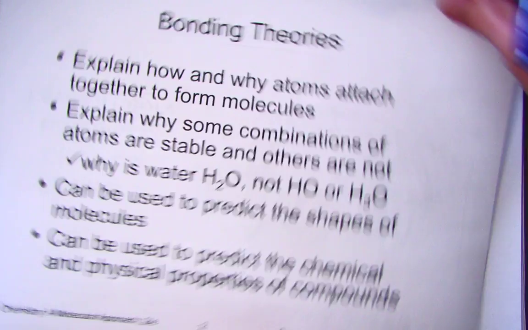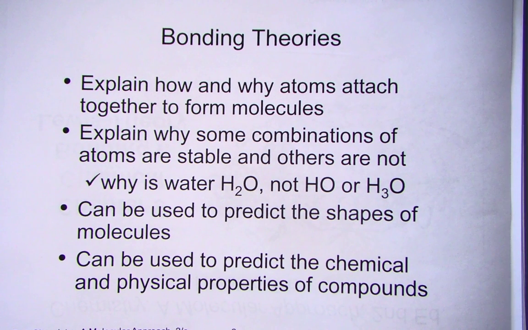Let's go ahead and look at our first slide of Chapter 9, talking about those bonding theories. Bonding theories explain how and why atoms attach together to form those molecules, and they help to explain why some combinations of atoms are stable but others are not. Why is water two H's bonded to an O and not one of each or three of each? It happens to be because of the stable arrangement of that electron cloud.